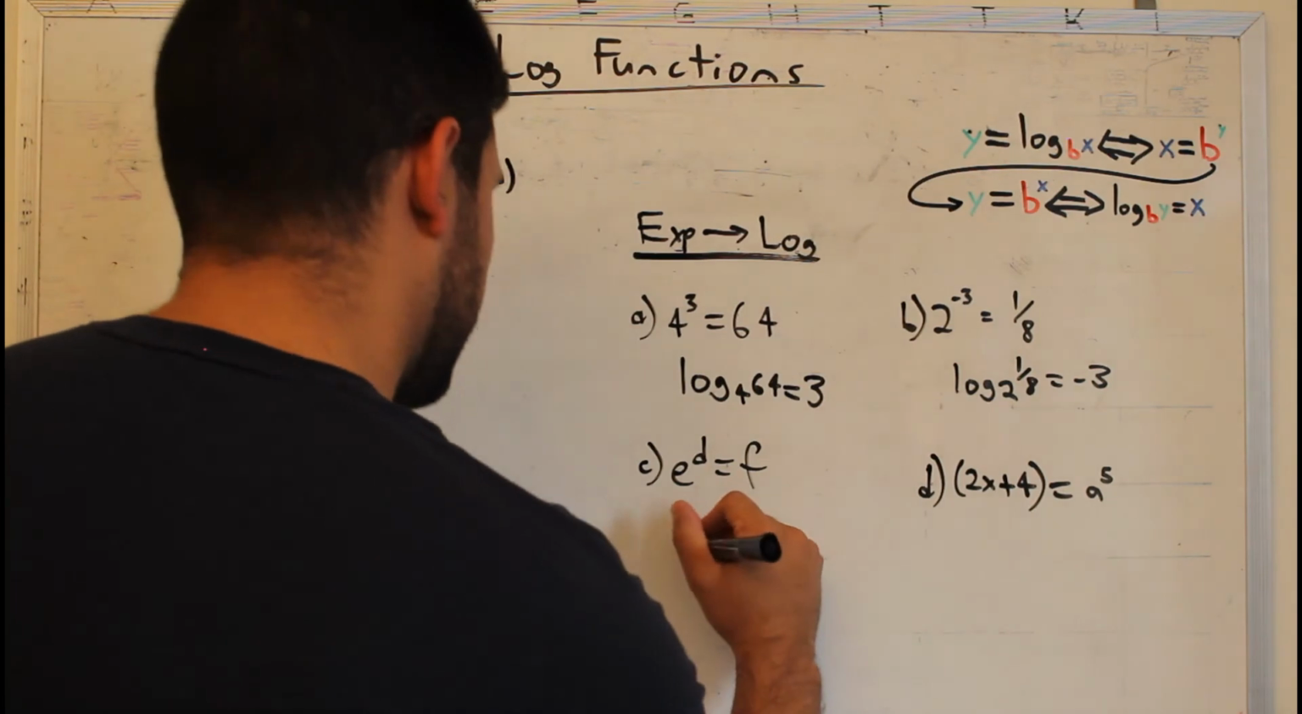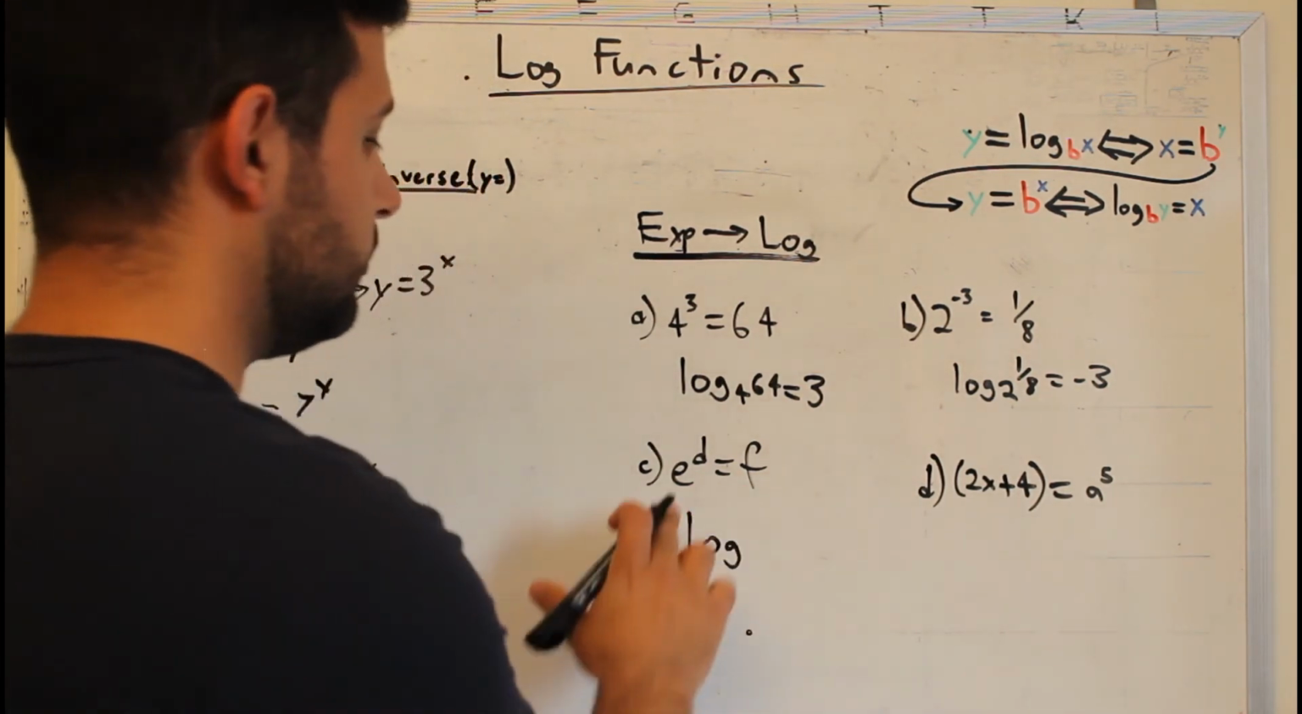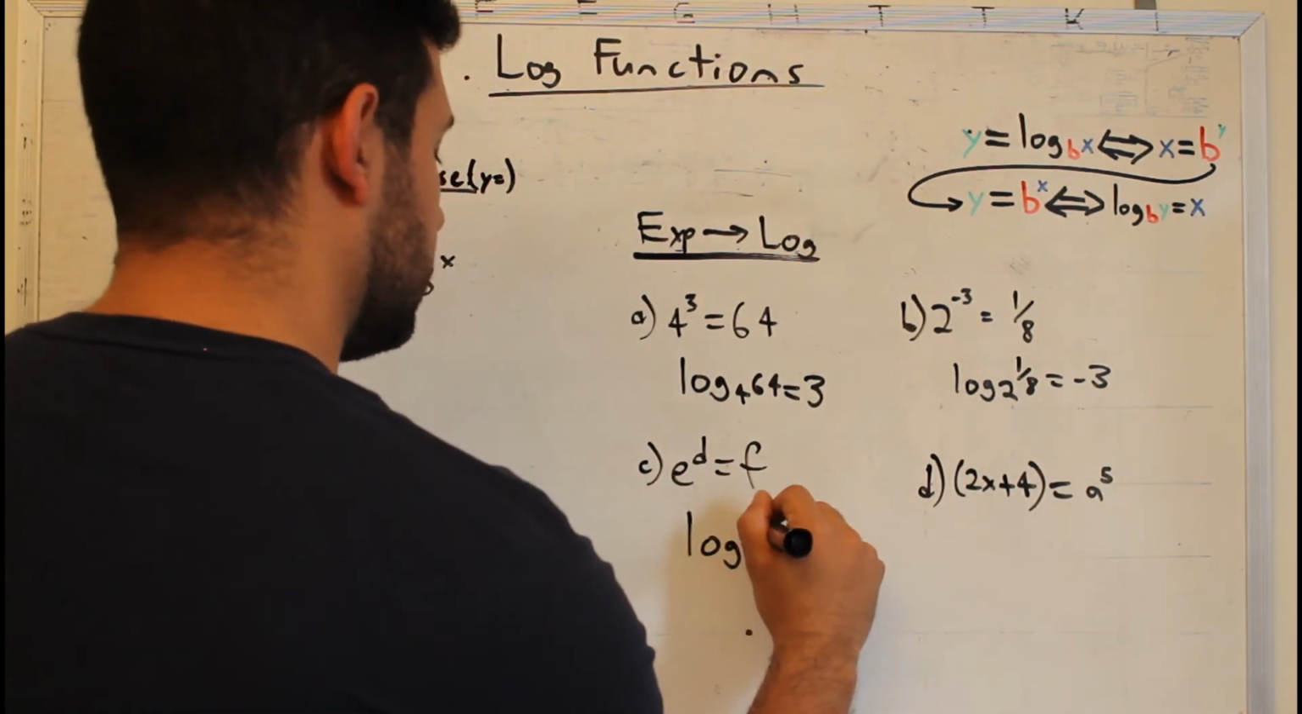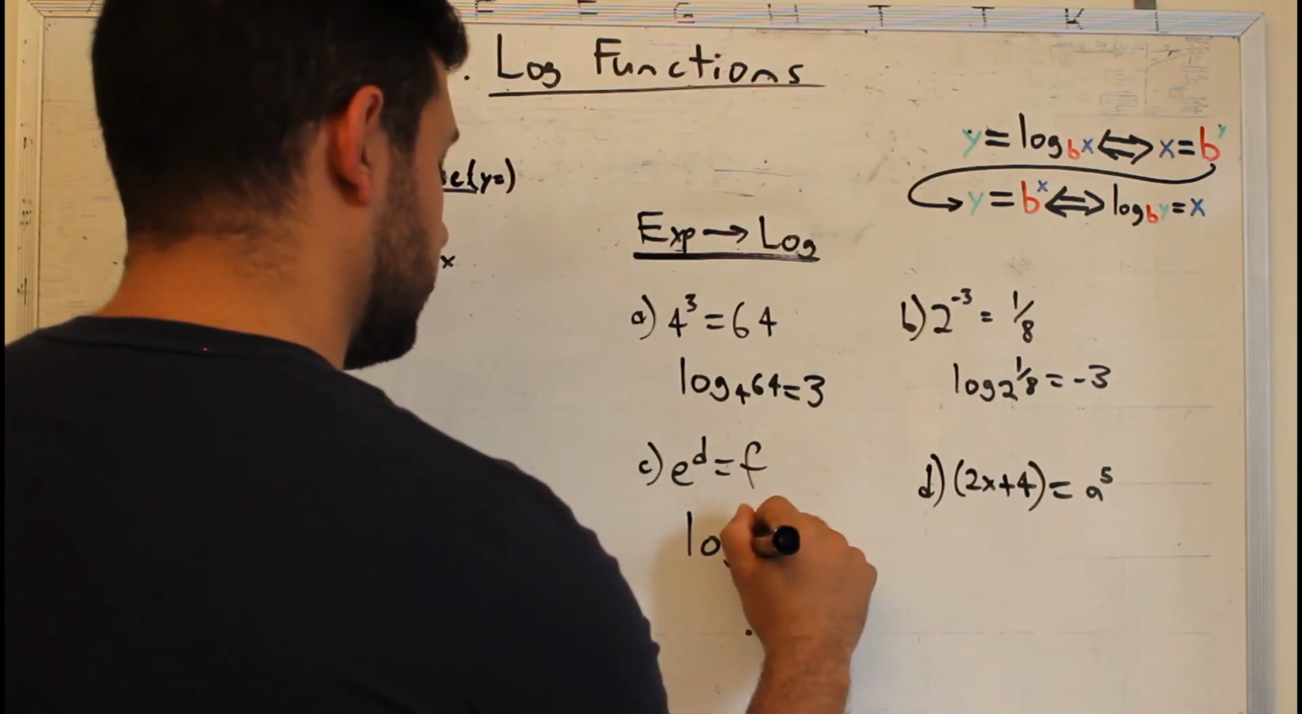Part C, e raised to the d equals f. It's very simple here. So we write log. Our base e stays the same. f and d switch.